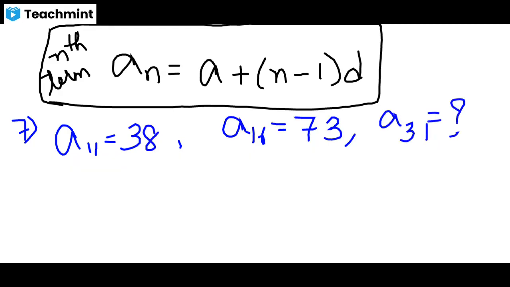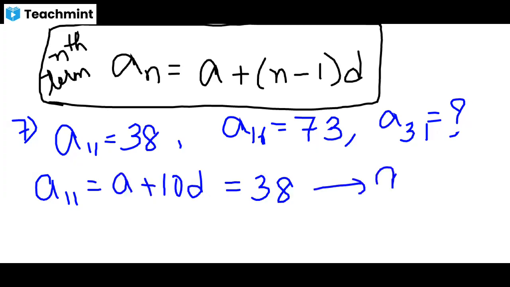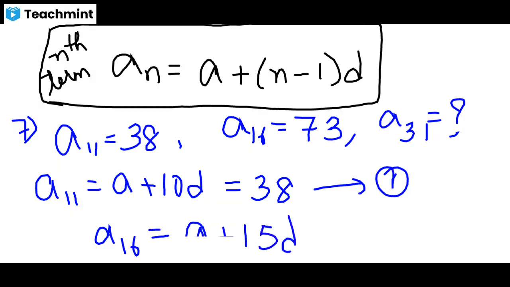Now how can you write A11? A11 can be written as a plus 10d. So that is equal to 38. This we'll take as equation 1. And now A16, how can you write A16? a plus 15d is equal to 73. This I'm going to take as equation 2.